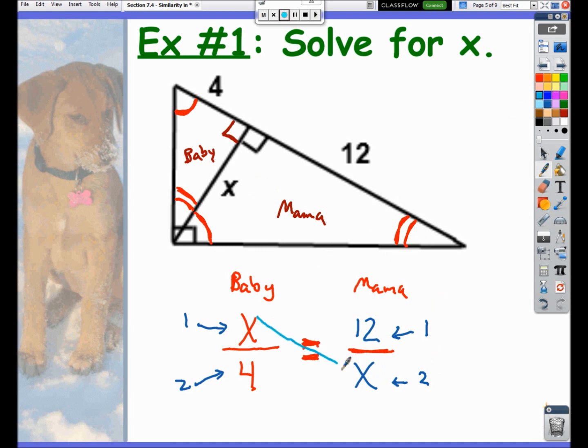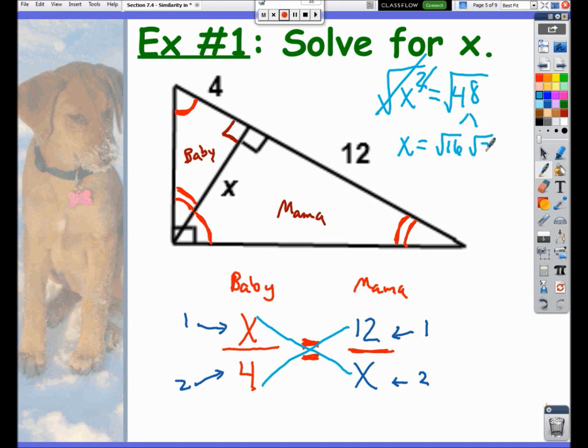So cross multiplying x with x, I'll get x squared. Cross multiplying the 4 with the 12, I get 48. And so now I'm going to need to square root both sides. So square root cancel. And I need to simplify the square root of 48. Now, the easiest way to simplify it would be 16 and 3, and the square root of 16 is 4, and the square root of 3 is stuck. So x in this problem is 4 times the square root of 3.